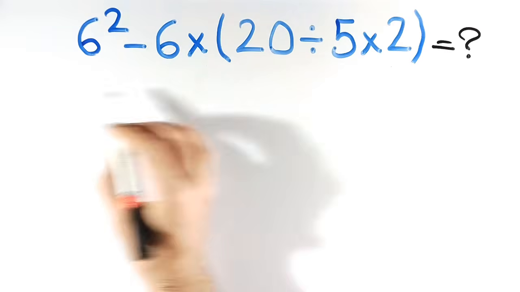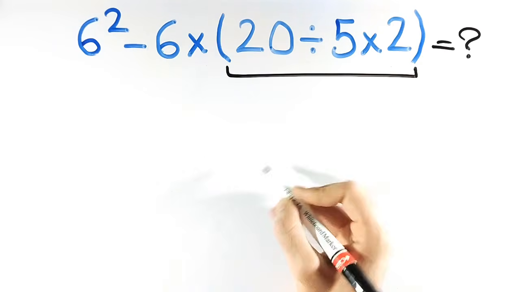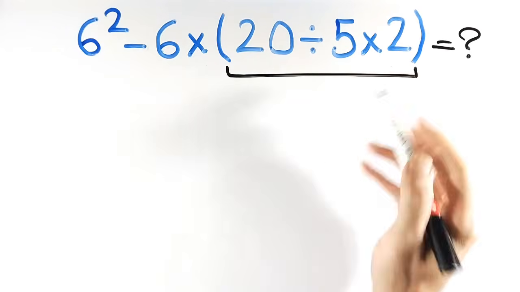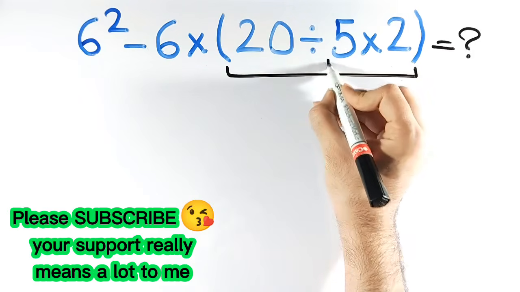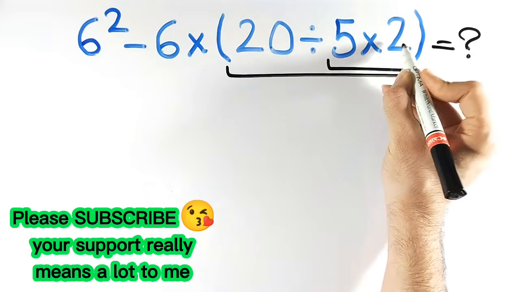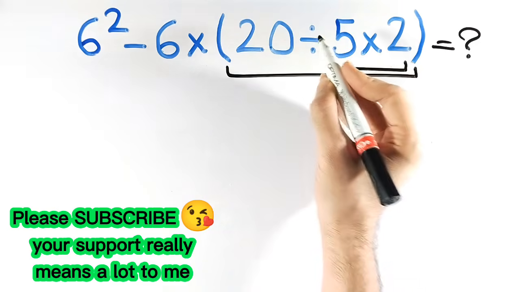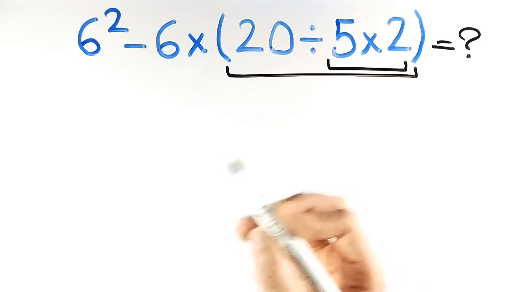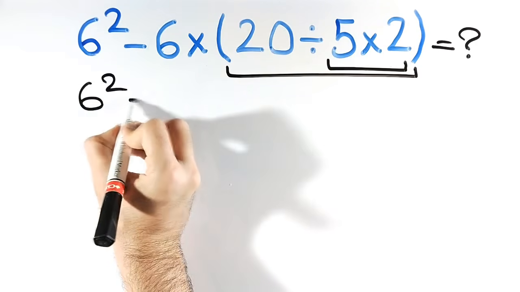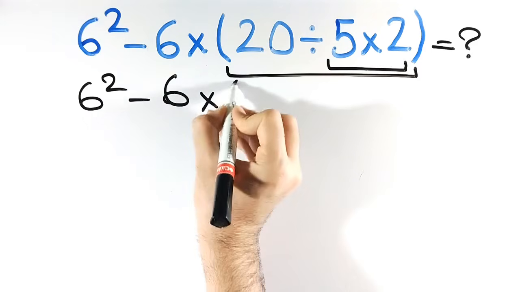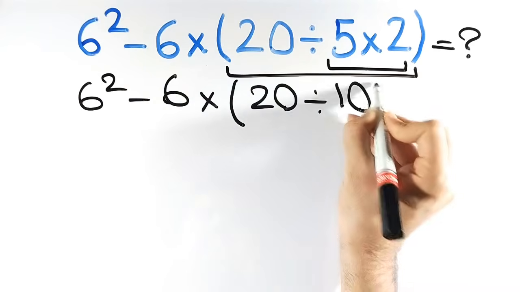Also, some other people, when solving this question, first go for the expression inside the parentheses because they believe parentheses have a higher priority than the other operation, and they solve with the multiplication between 5 and 2 because they think multiplication has a higher priority than division. So, instead of this expression, they write 6 squared minus 6 multiplied by open parenthesis 20 divided by 10 close parenthesis.